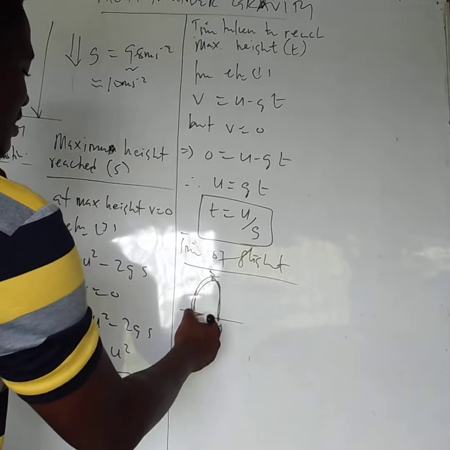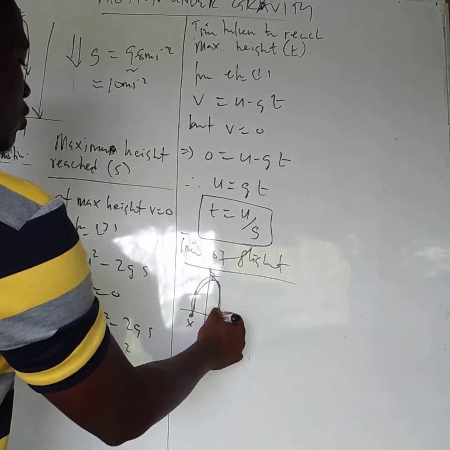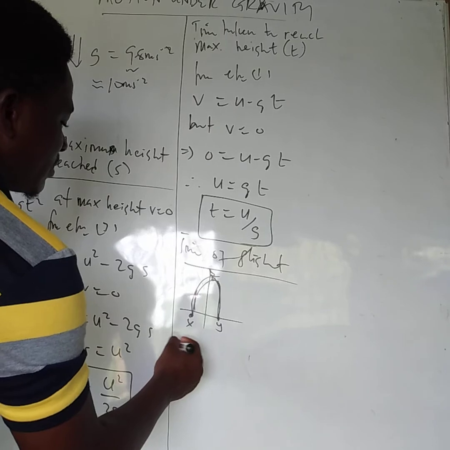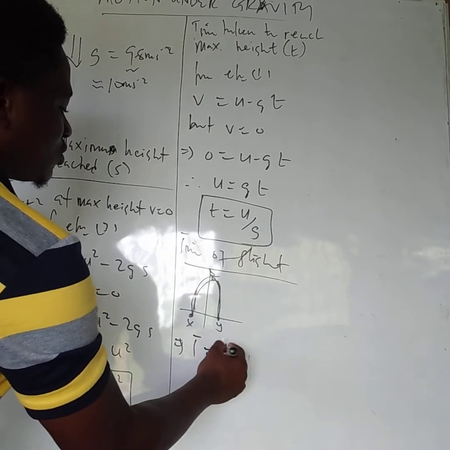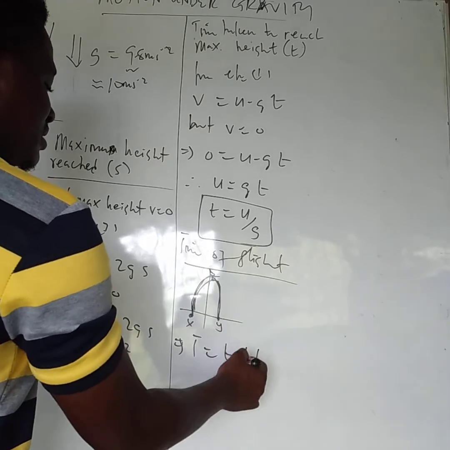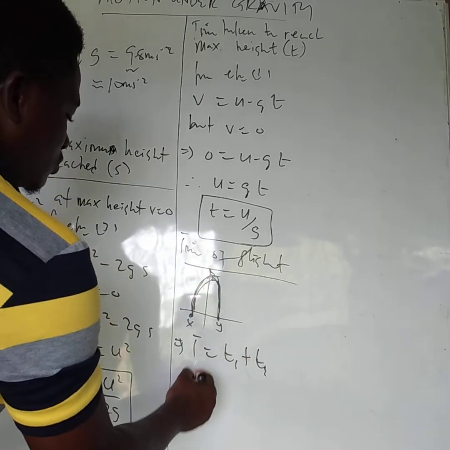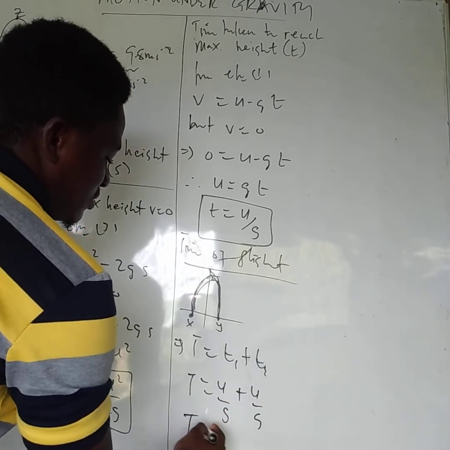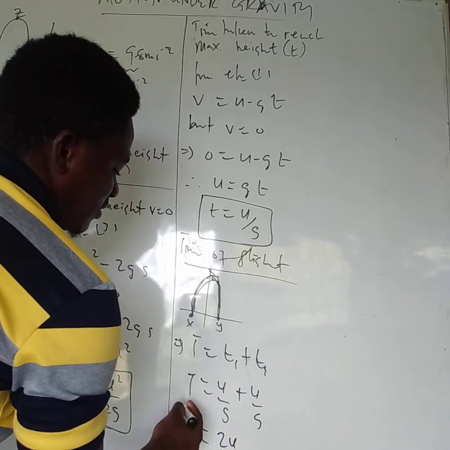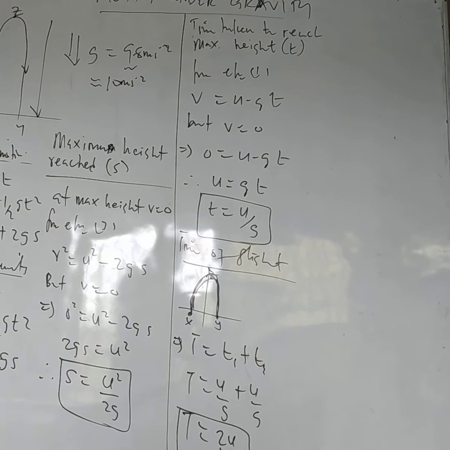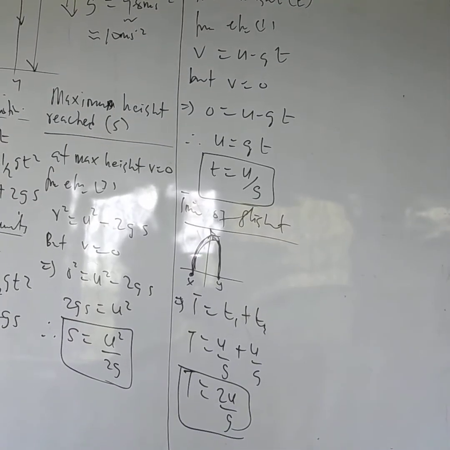In most cases, the time from x to z is equal to the time from z to y. So it implies that the time of flight t is equal to t1 plus t2, where t1 is the upward movement and t2 is the downward movement. So t becomes equal to u over g plus u over g. So t becomes equal to 2u all over g. Therefore, the time of flight is equal to 2u all over g.